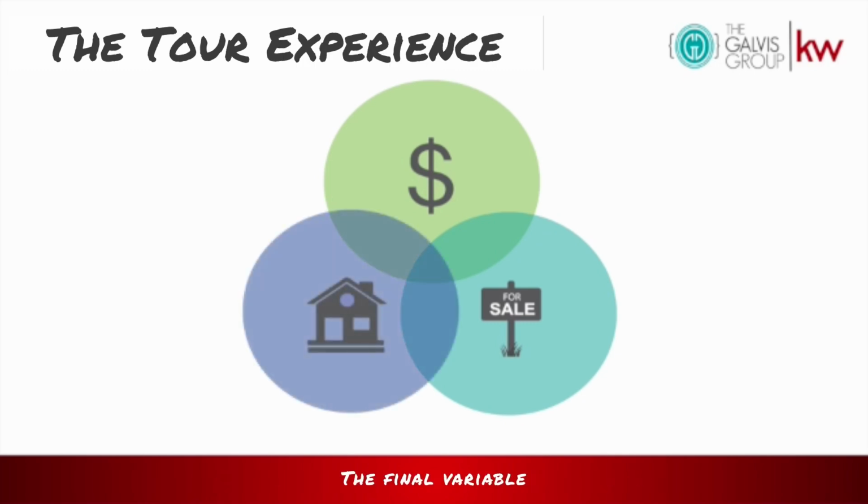The final variable that we can control in a home sale is the property itself. And really, this also has three facets, only one of which we can control. The first of those three facets is the location, which we can't change. The second are the amenities of the home, like bedrooms, bathrooms, orientation on the lot, square footage, which we also can't control. But the third facet is the condition of the property and the experience buyers have when they show up.